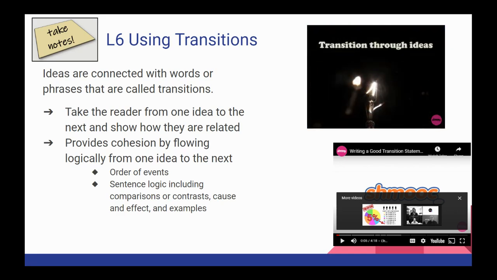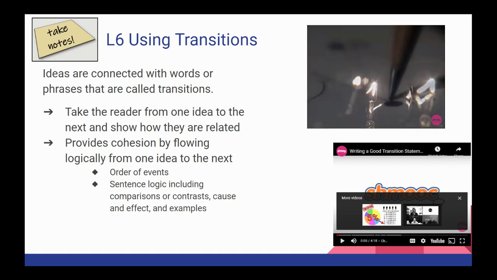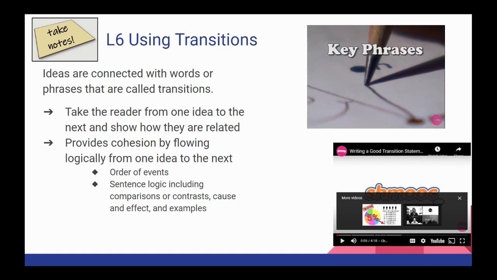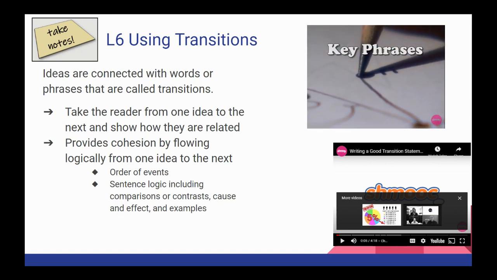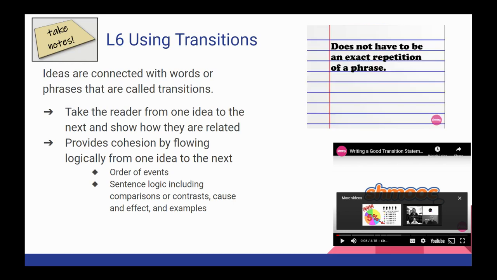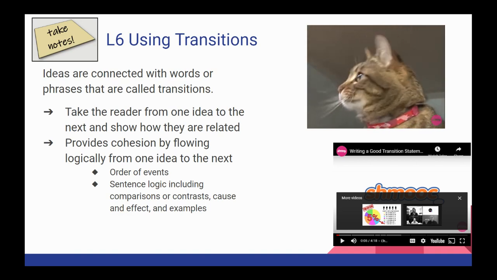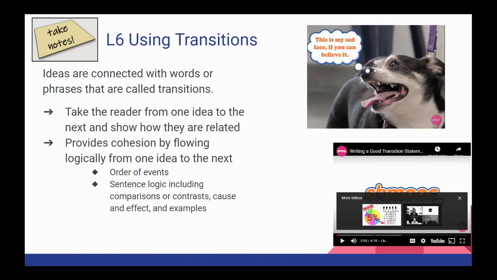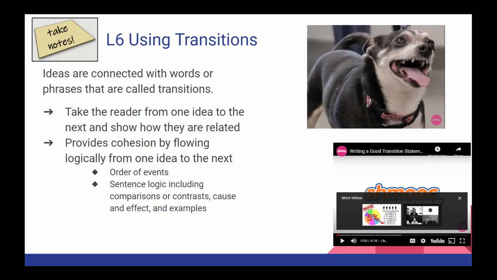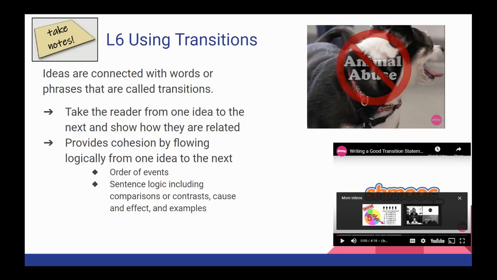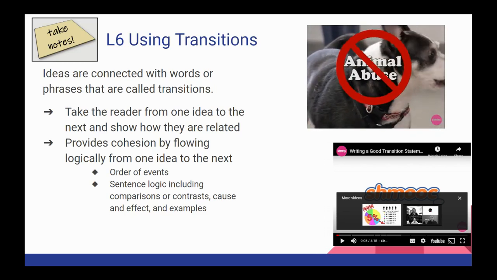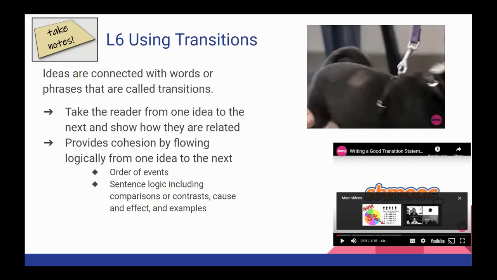To transition through ideas, you can make a reference to a key phrase from earlier in your paper to draw a connection. And it doesn't have to be an exact repetition of a phrase. It can simply be a restating or further exploration of a topic that was brought up previously. For example, if you mention in paragraph 2 that cats and dogs are capable of feeling emotion, This is my sad face, if you can believe it. and then in paragraph 3 you talk about what a crime it is to abuse animals, you've created a transition.